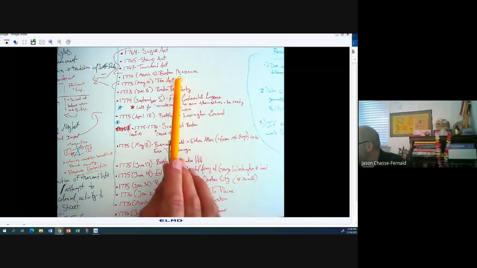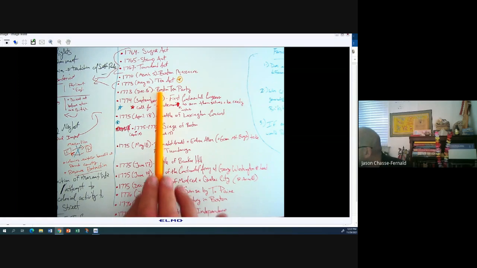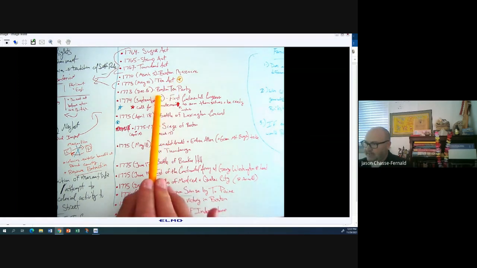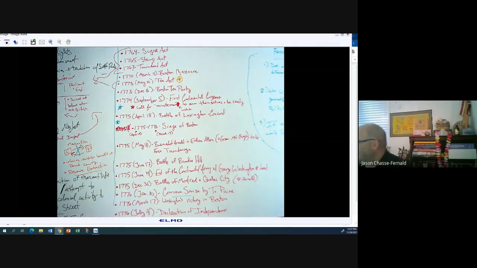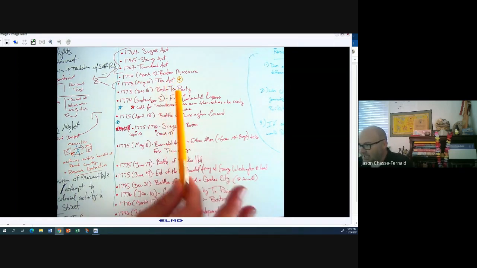Thus, we're going to see a merchant reaction to this. So the Sons of Liberty, who are being funded by merchants, are going to react to this. Okay, so when you start getting into these, it becomes a little bit more complex if you're just saying that this was the start of the revolution.